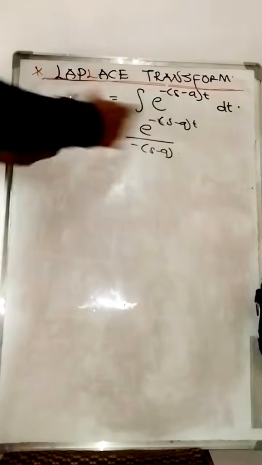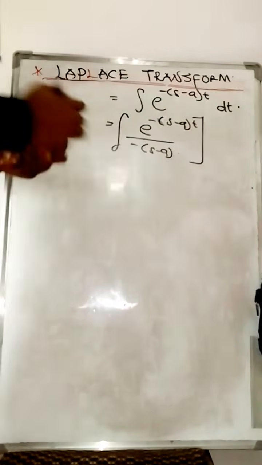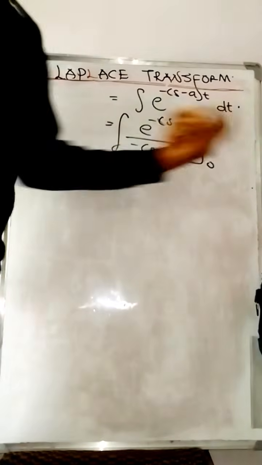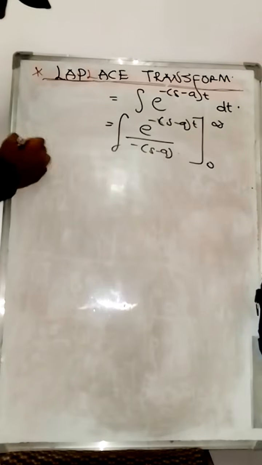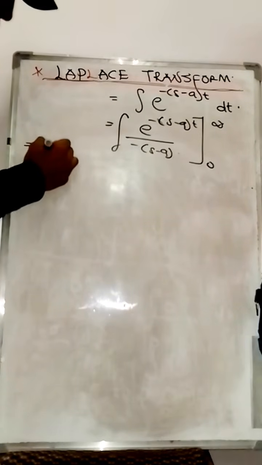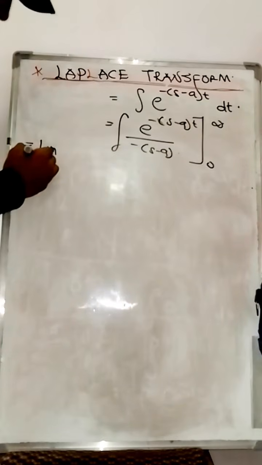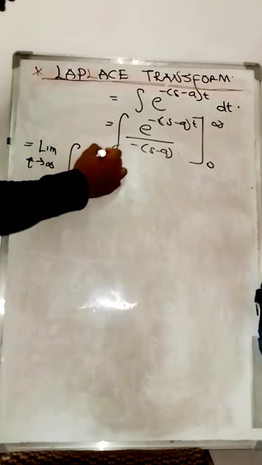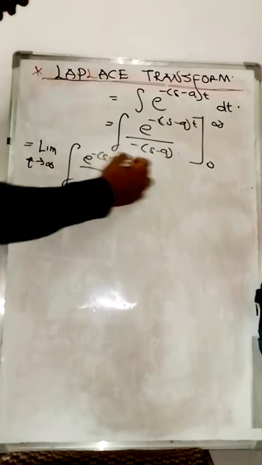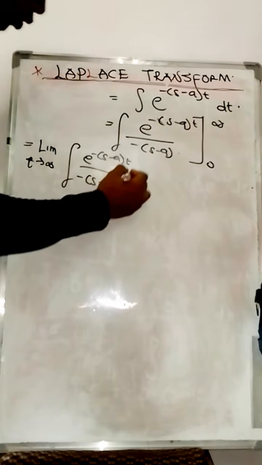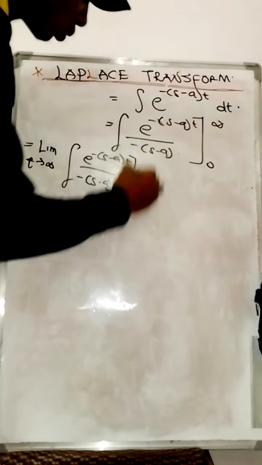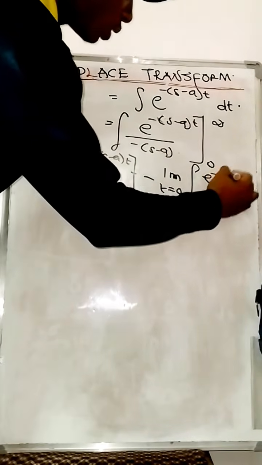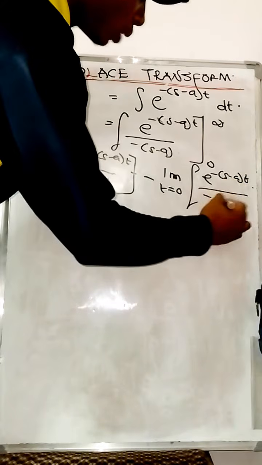Then applying my limiting values, which are from 0 to infinity, I'm going to be applying my limiting value. So we have the limit of t to infinity of the exponential of minus s minus a t divided by minus s minus a, minus the limit of when t tends to 0 of the exponential of minus s minus a t divided by minus s minus a.